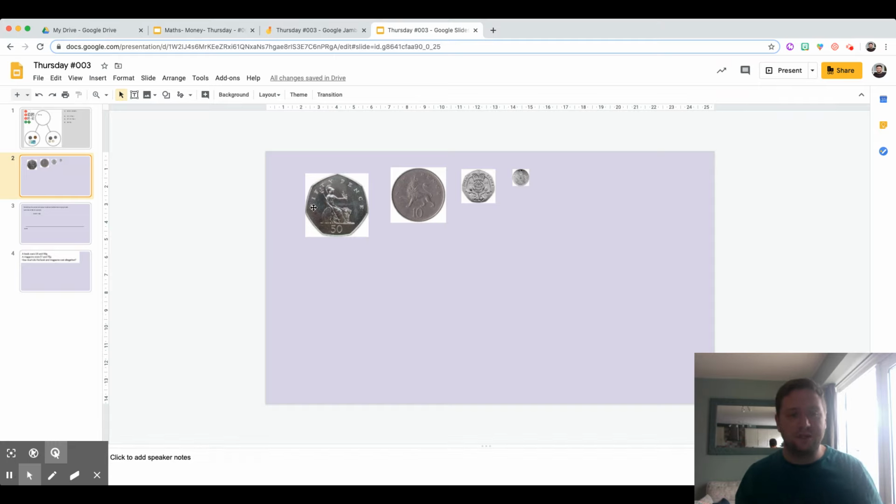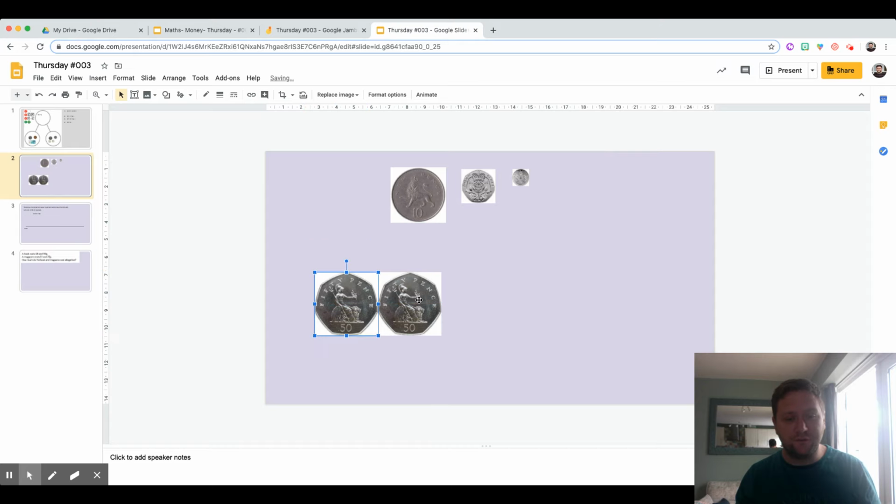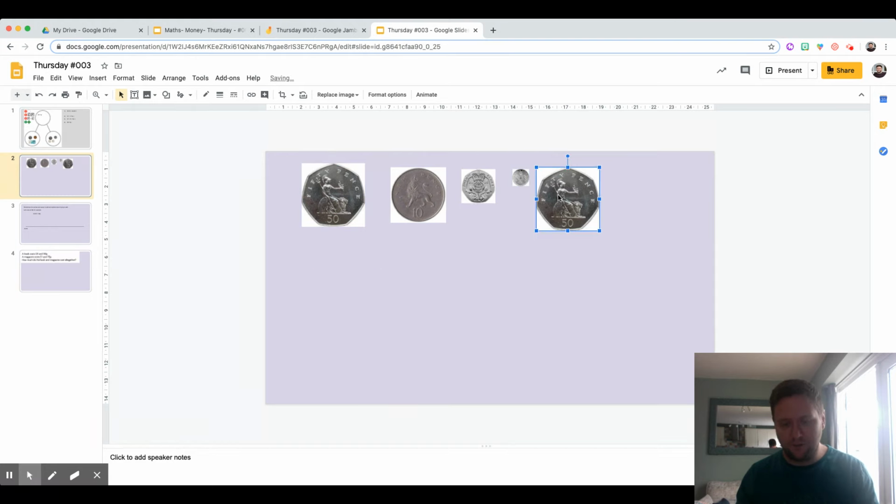So I've got some coins here. I've got 50p, a 10p, a 20p, and a 5p. So if I've got 2 50p's and I'm adding all of these coins together, it would be much easier for me to group the 2 50p's together to make £1 and then add the rest of the coins together. However, I might not have two 50p's, and it might look like this amount.